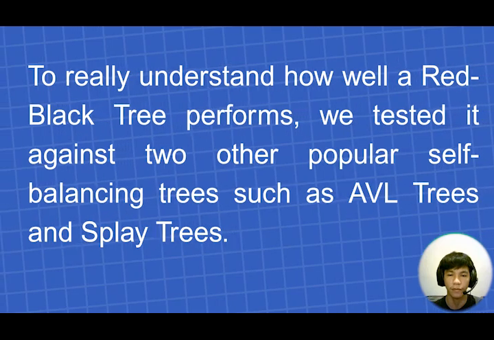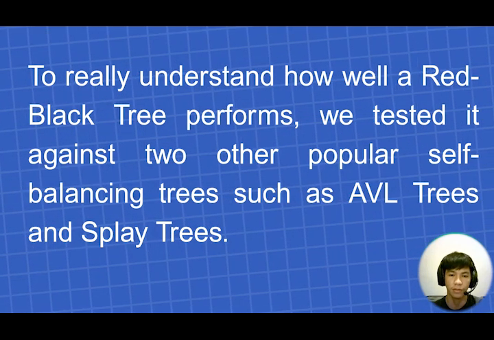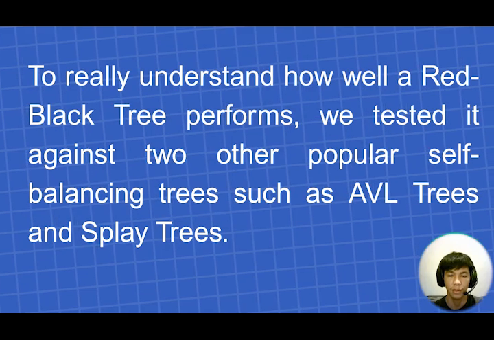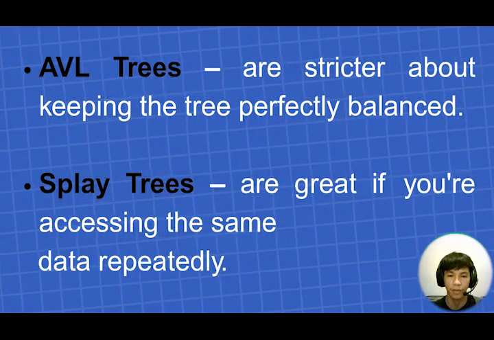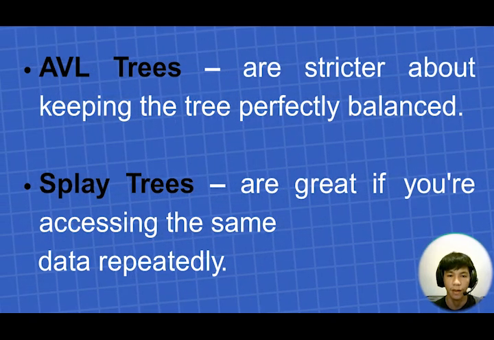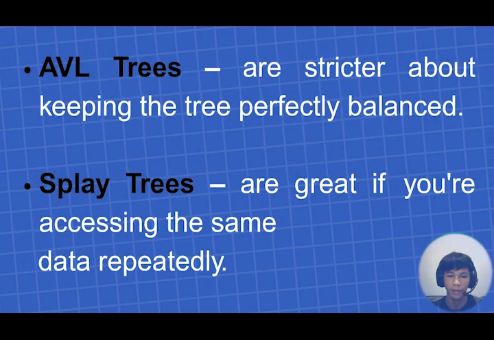So let's talk about the results. To really understand how well a red-black tree performs, we tested it against two other popular self-balancing trees, such as AVL trees and splay trees. So what are AVL trees? AVL trees are stricter about keeping the tree perfectly balanced, and splay trees are great if you're accessing the same data repeatedly.